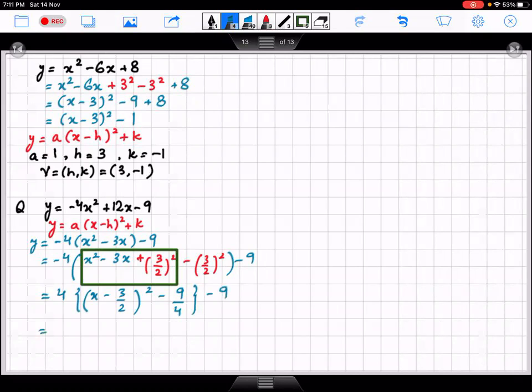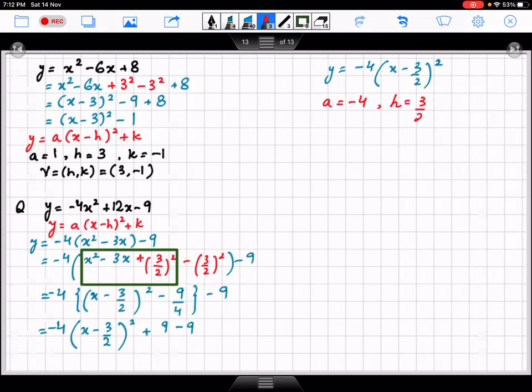While multiplying by this minus 4, it should become minus 4 (x minus 3 by 2) whole squared plus 4 into 9 by 4, which is 9, and minus 9 should be cancelled. So after cancelling it, I will be getting minus 4 (x minus 3 by 2) whole squared, while 9 is cancelled. By comparing, a becomes minus 4, h becomes 3 by 2, while k becomes 0.